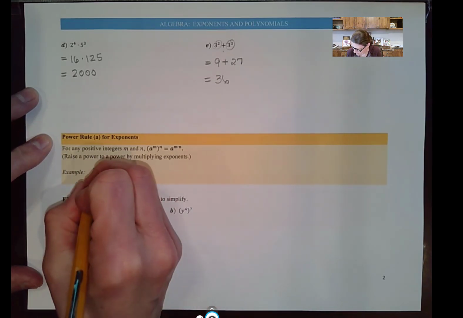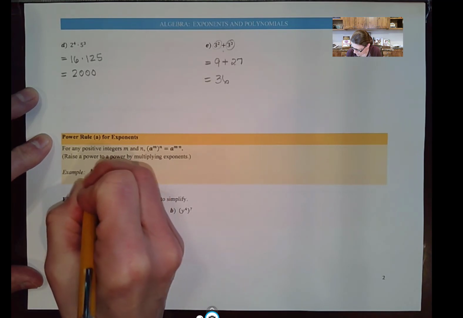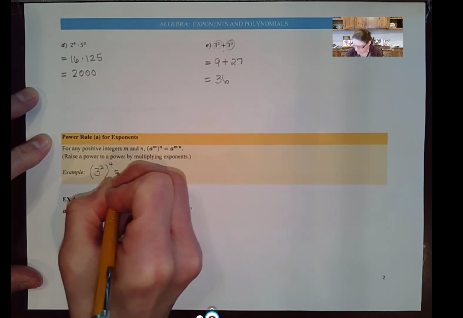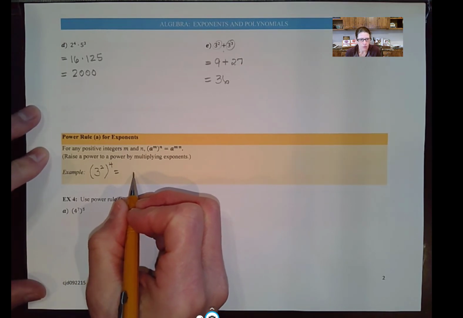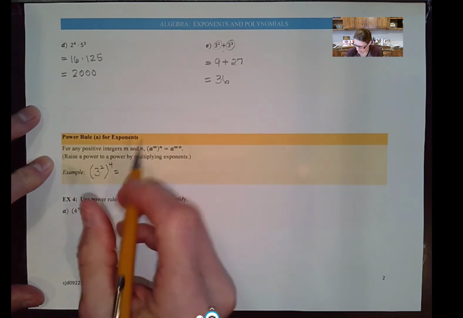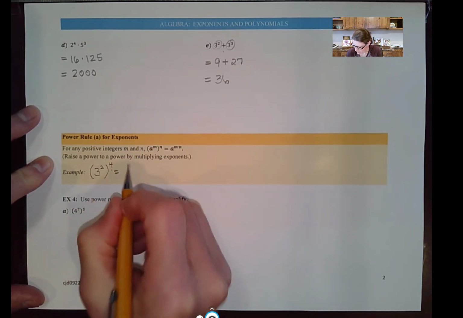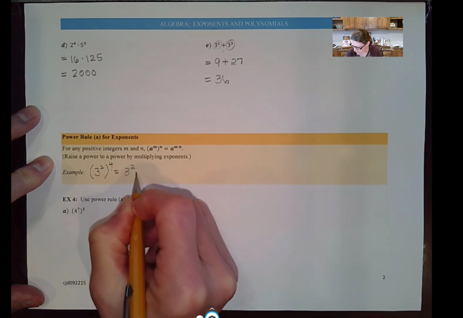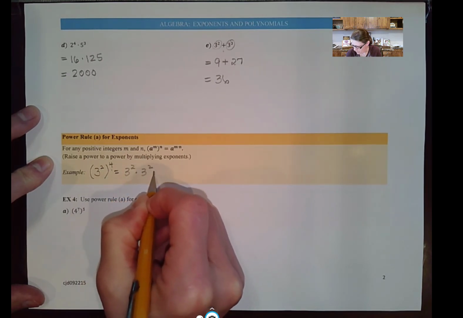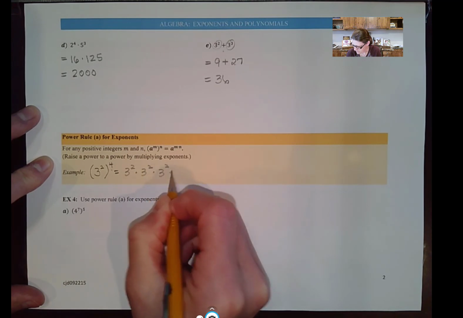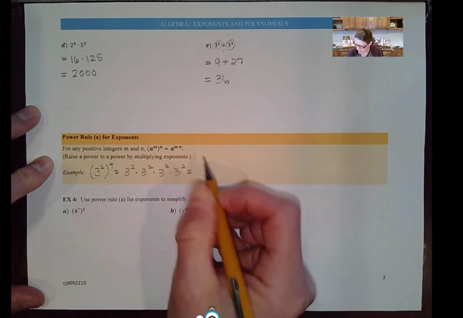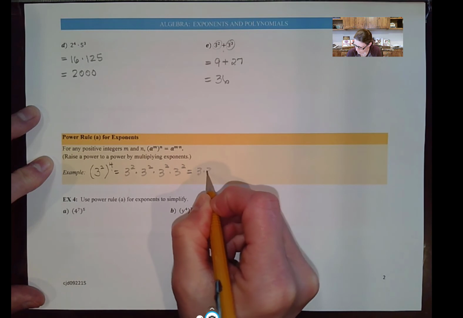For example, 3 squared to the 4th power. Disregarding the power rule, we could still evaluate this. Okay, that 4 exponent says to multiply 3 squared times itself 4 times. Each of those 3 squareds is a 3 times 3.